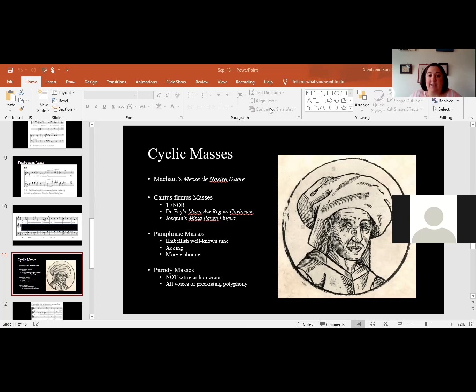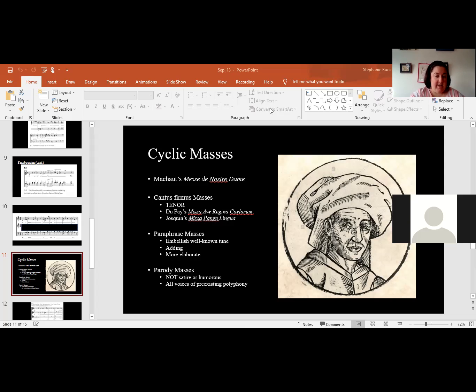Rather, what a parody mass is that instead of taking one melody, now composers use polyphonic music as the source. So they're not just incorporating one line of melody, they're incorporating multiple voices. They're incorporating the cantus, the tenor, the countertenor, the bassus. They're incorporating multiple voices into their mass cycle. And so rather than taking the one melody, now composers have this whole polyphonic source.